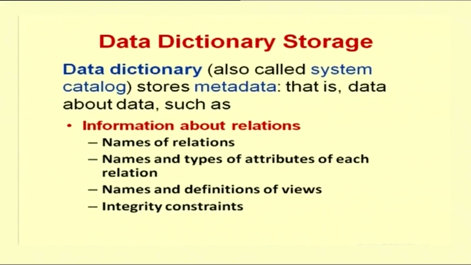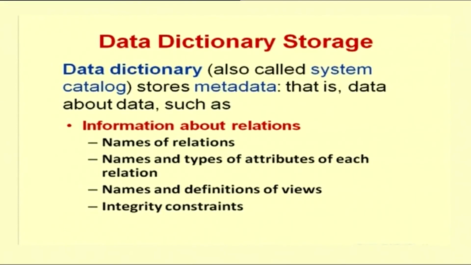Another important aspect of a database management system is the data dictionary storage. This is also called the system catalog, and it stores all the metadata, that is, data about the data. What are the types of metadata that you have? What are the names of the relations, the tables? The names and types of attributes of each relation, the names and definitions of views, we have already seen what views are, and the integrity constraints. All this is about all the relations in the database. So, this is called metadata.